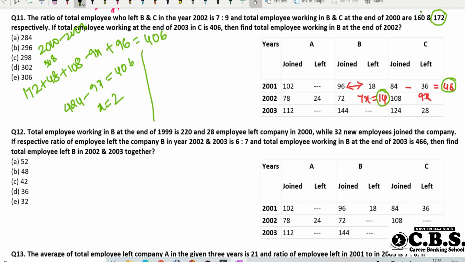So, from the joining of 2000, how many employees are there? There are 160 employees. And how many joined? 96 joined, 18 left. Nothing but what is this? It is 78. Next, 72 joined, 14 left. Nothing but what? 58. So 8 plus 8, 16, carry 1. 7 plus 5, 12. 12 plus 1, 13. 13 plus 6, 19. Take carry 1. So 296. So which option is the right answer? Option B is the right answer.